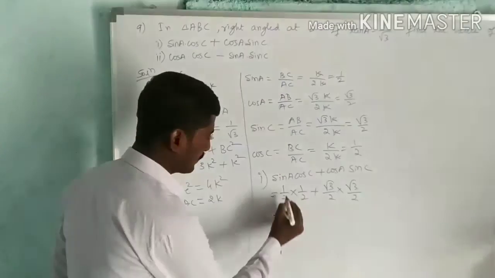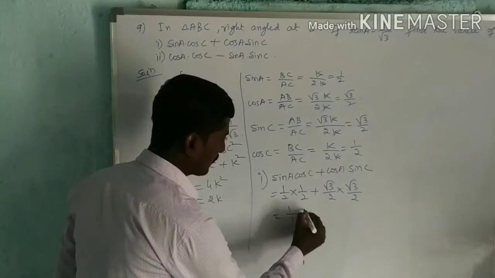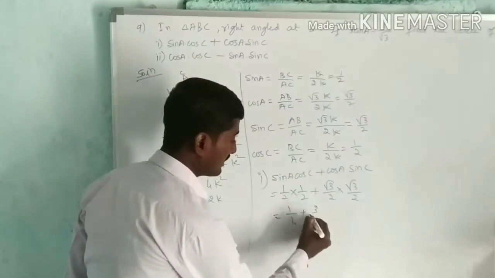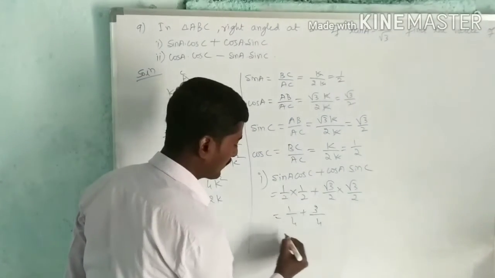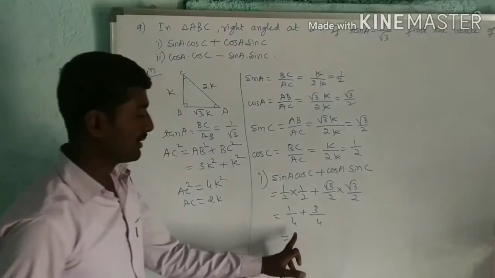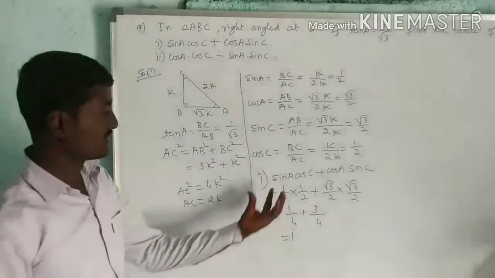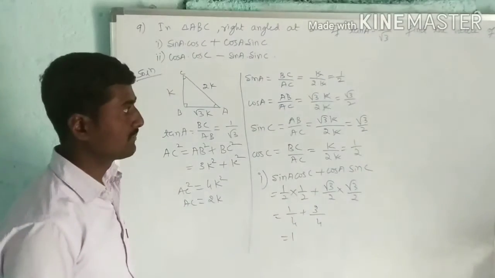Now this is equal to 1 divided by 4 plus root 3 into root 3, that is 3, divided by 4. Now this is equal to 3 plus 1, 4 divided by 4, that is equal to 1. So the first one's value is 1.